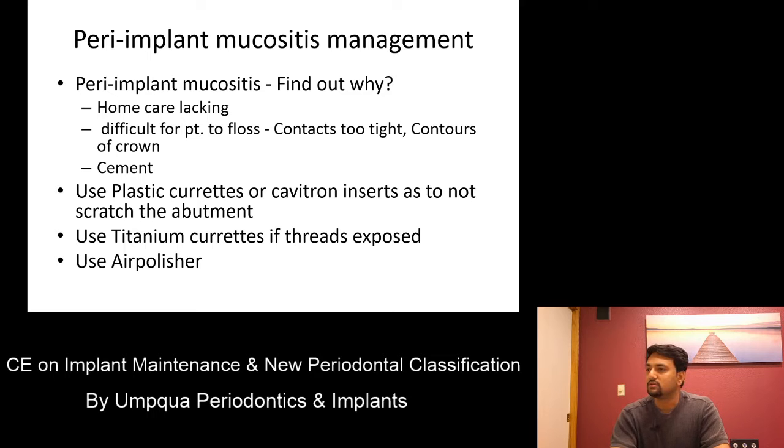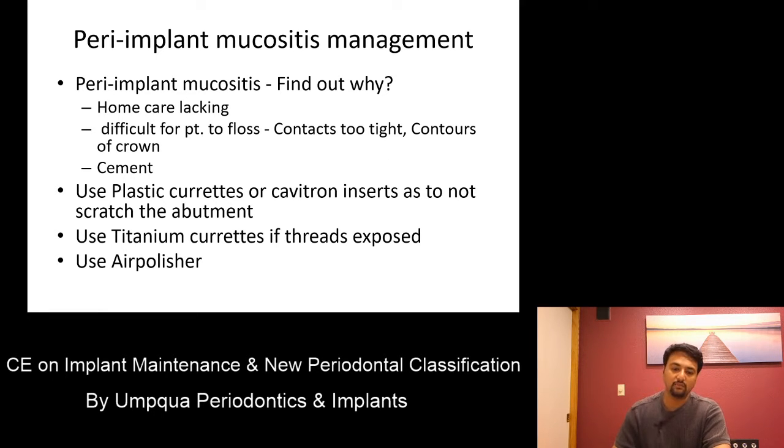In terms of scaling around the implant with peri-implant mucositis, I would say you use a plastic curette. If no threads of the implants are exposed, you can use a plastic curette on an abutment, because we don't want to scratch the abutment. Or you can use Cavitron inserts. If the implant threads are visible in the mouth, then you can use titanium curettes. You can also use an air polisher, and I'm going to show you what we use in our practice. This is our air polisher that we use. So those are the different options that you can use to manage a peri-implant mucositis case.